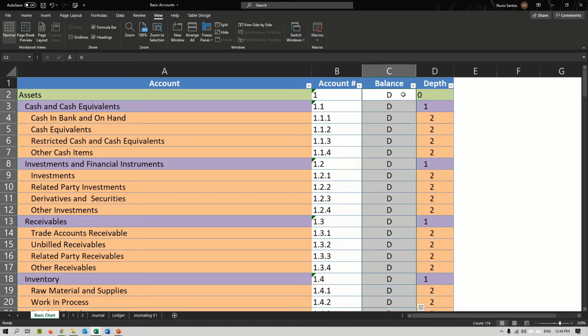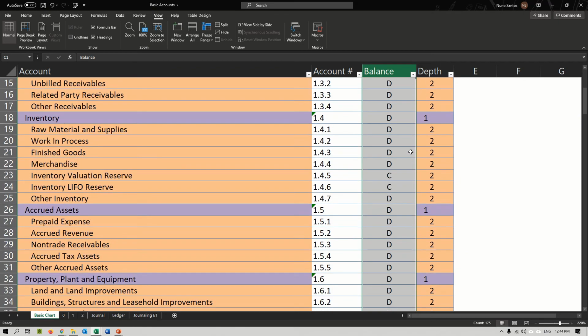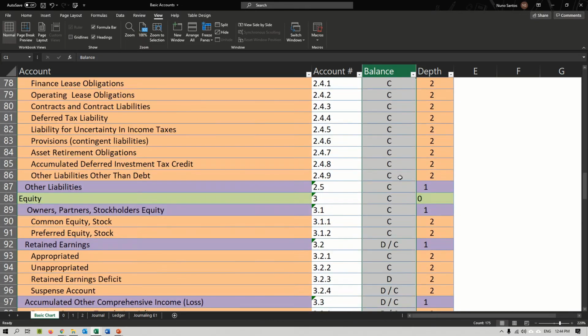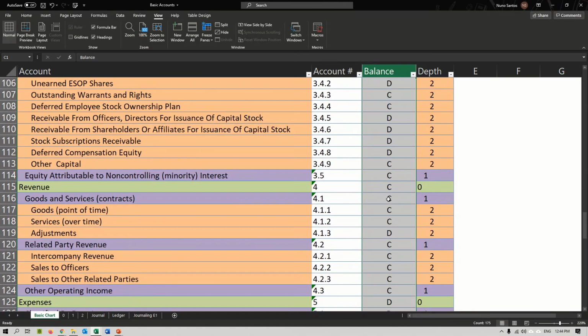Balances, on the other hand, is just to tell you what is the normal balance of this account. You see, an account will always have a balance of debit or a balance of credit, and this column tells you what is the traditional one. So as you can see, assets, for example, typically have a debit balance, while liabilities and owner's equity, most of them have a credit balance.